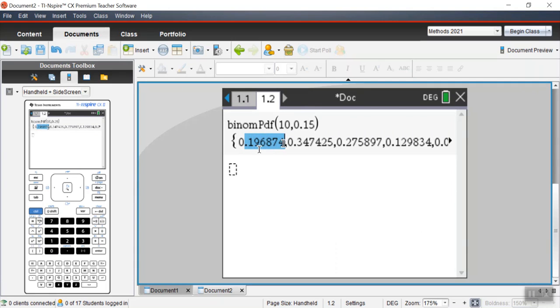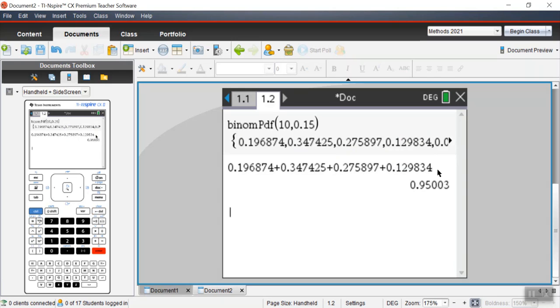So this is the probability of 0 deaths out of the 10 episodes. This is the probability of 1 death out of the 10 episodes, etc. So we'd have to add all of these together, the first 4. We could copy and paste that, and that will give us the probability of equal to or less than 3 deaths. So 0, 1, 2, or 3.